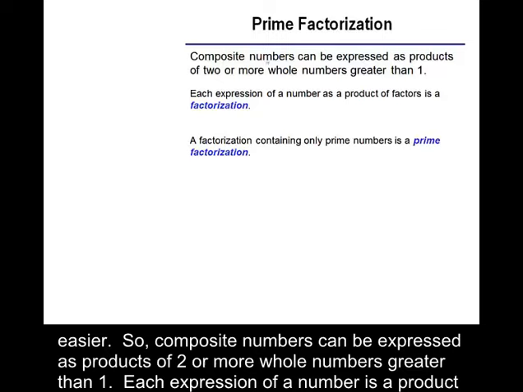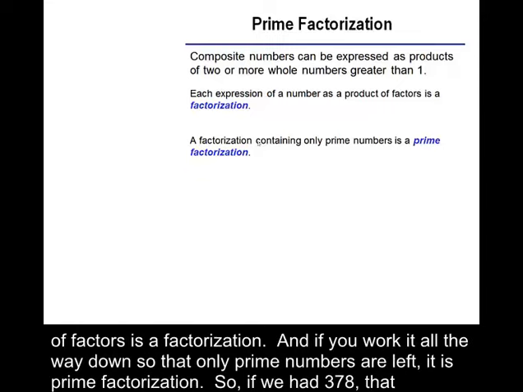So, composite numbers can be expressed as products of 2 or more whole numbers greater than 1. Each expression of a number as a product of factors is the factorization. And if you work it all the way down so that only prime numbers are left, it is prime factorization.